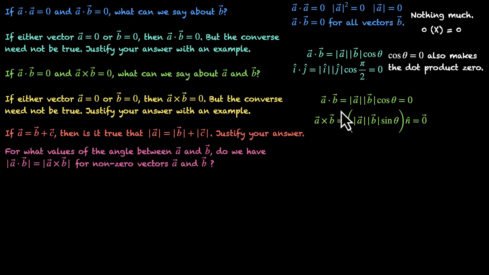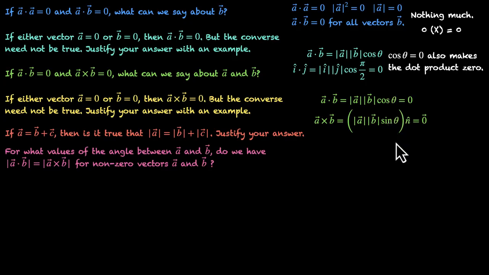So what's happening when both of these are together 0? Can we have both of them 0 with non-zero vectors? Think about it. If mod of a and mod of b are both non-zero, can we still have both of them equal to 0? For that to happen, cos theta should be 0 and sine theta should be 0. And that can't happen.